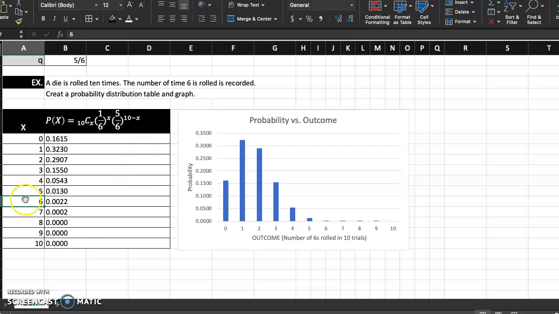This is a probability distribution table, and this is a probability distribution graph. So the advantage of probability distributions is that you're able to see the likelihood of each and every single outcome in comparison to one another. So we could have 0 occurrences of rolling a 6 in 10 trials. It's not very likely, but it's possible to have 10 out of 10 trials rolling a 6, and we can see the distribution.